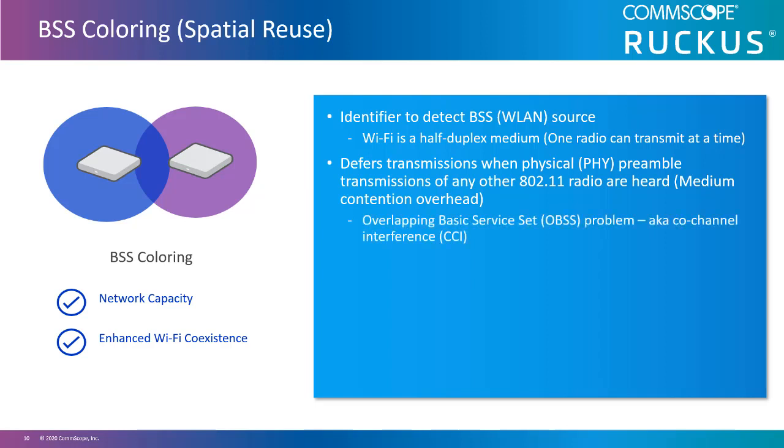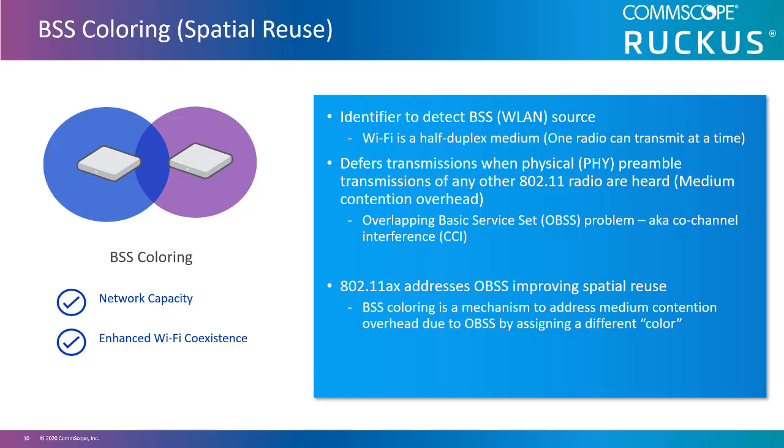Unnecessary medium contention is referred to as overlapping basic service set, or OBSS, also commonly referred to as co-channel interference, or CCI. 802.11ax was tasked with addressing the OBSS challenge by improving spatial reuse, which is often referred to as BSS coloring. This mechanism was originally introduced in 802.11ah, known as spectralization, published in 2017, and was to address medium contention overhead due to OBSS.